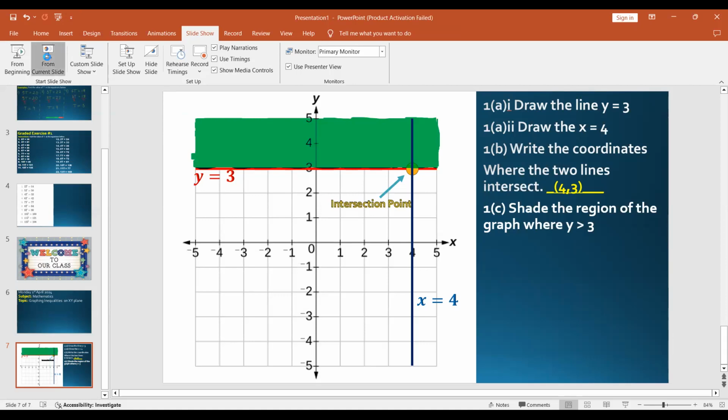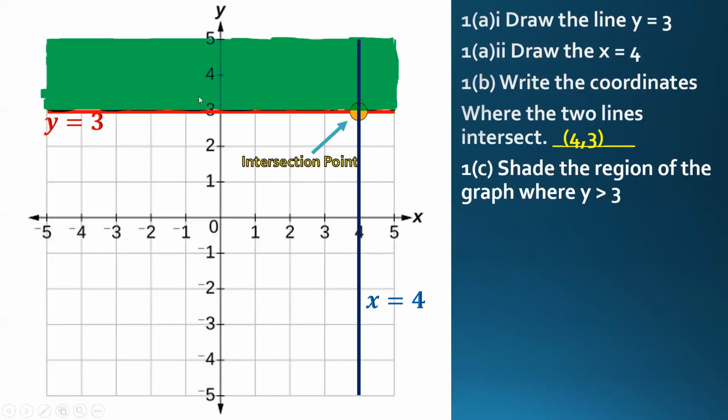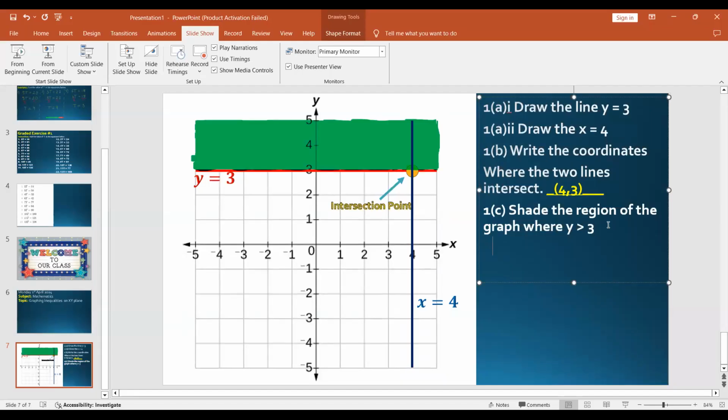All right, so that's what we did. We shaded in here the region. This is the region y is greater than 3, right? This is the region in green. That's the region y is greater than 3, where we have all of the numbers that are bigger than 3. Okay, so let's go ahead and do part D.